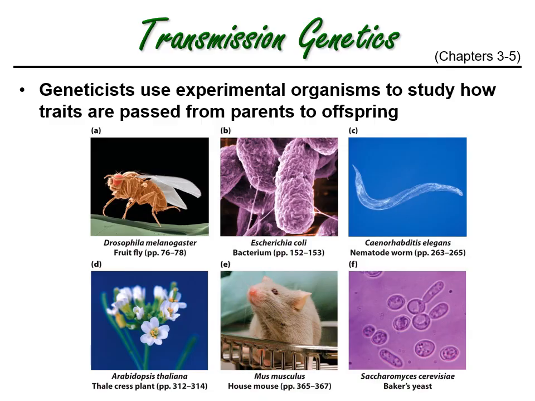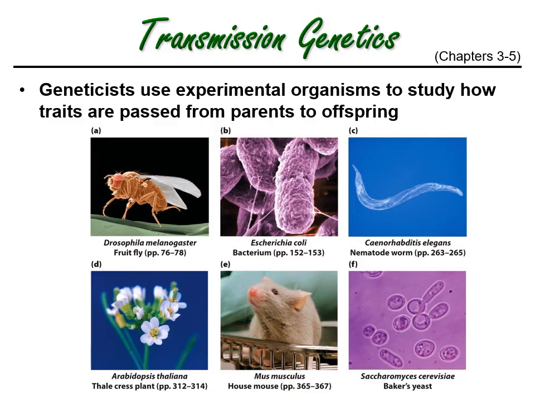If I were to ask you to put it into an order, I would ask you to go from macroscopic to microscopic. And that would be population genetics being the most macroscopic, then comes transmission genetics, then comes cytogenetics, and then finally we get to the molecular level, molecular genetics.